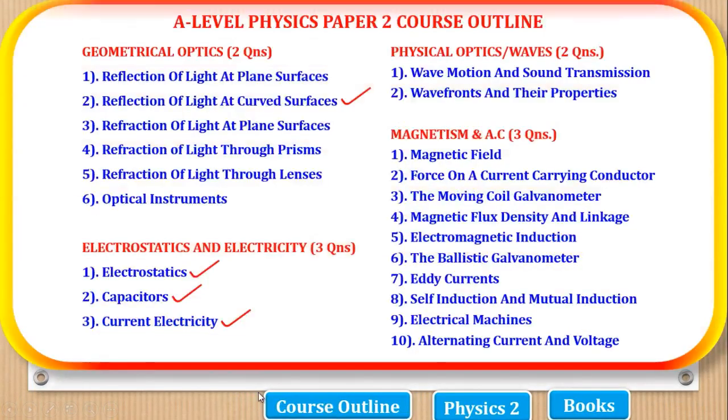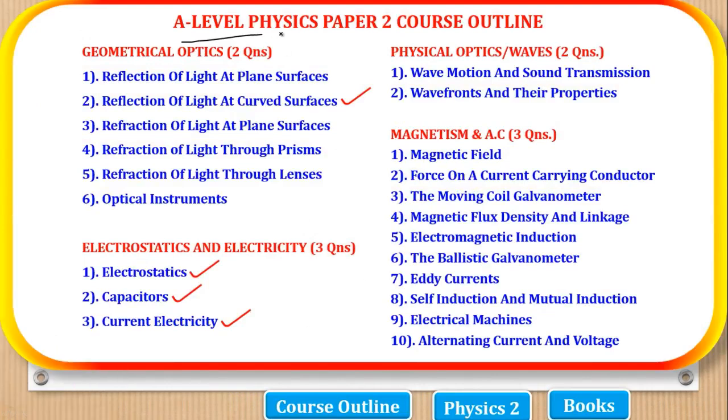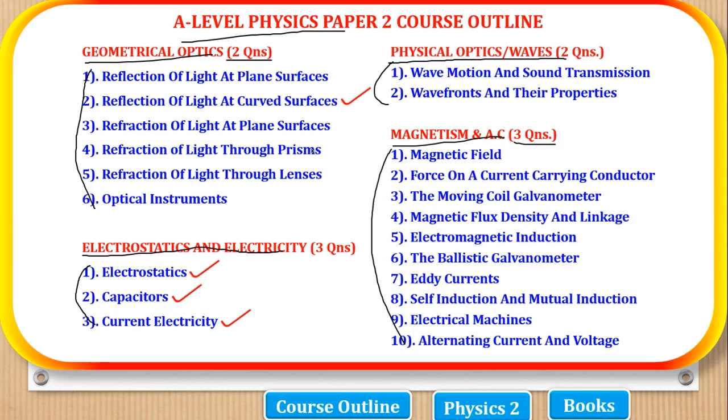Before we start, let's first look at the course outline of this paper. Physics Paper 2 is divided into four parts. The first part is geometrical optics, or what we call light, where 2 questions come from these topics. The second part is physical optics, or what we call waves, where 2 questions come from these topics. The third part is electrostatics and electricity, where 3 questions come from these topics. And the fourth part is magnetism and alternating current, where 3 questions come from these topics.